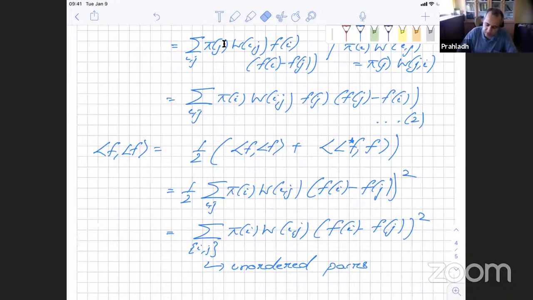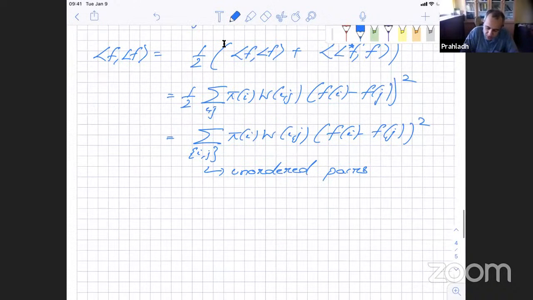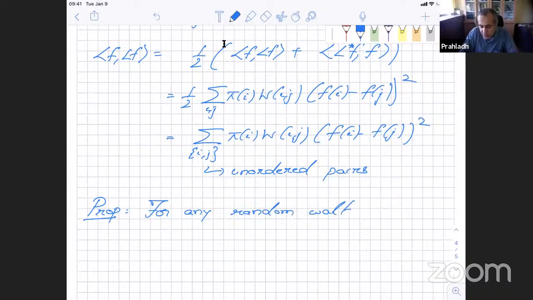So let's write it down. So the proposition which I want to have. So for any random walk W, this proof did not use reversibility. For any random walk, not necessarily reversible.